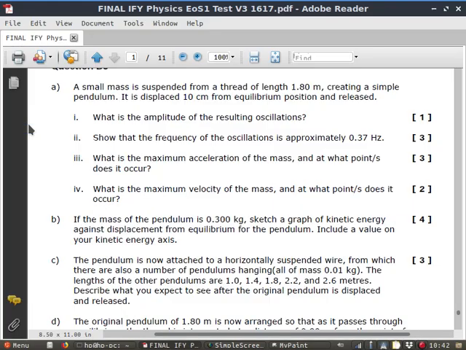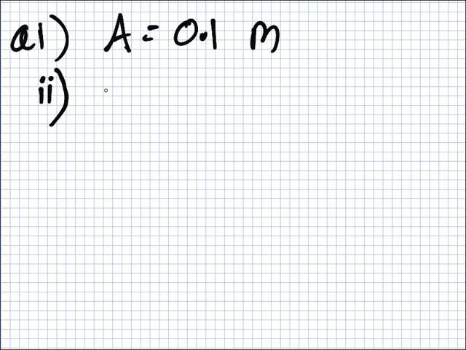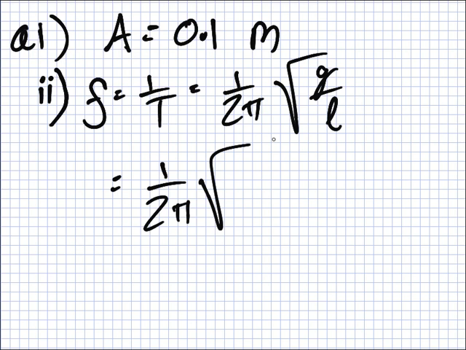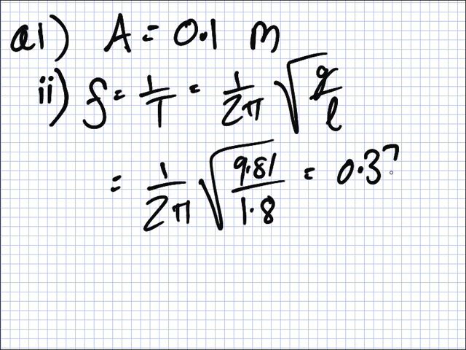Right. What is the frequency? Show that the frequency is 0.37. So the frequency is 1 over T, which is 1 over 2 pi root g over L, which is 1 over 2 pi root 9.81 over 1.8. Is that 0.37? Yes.